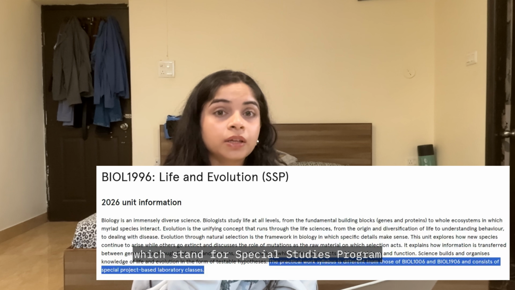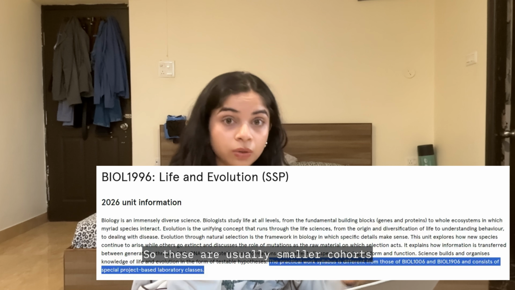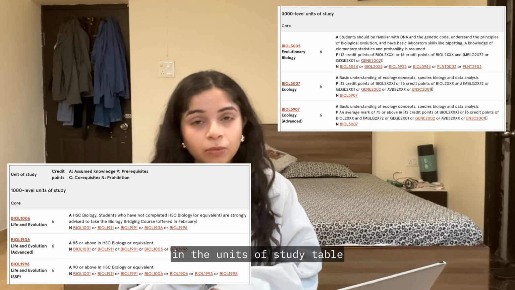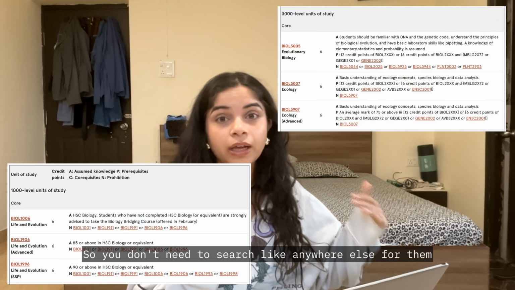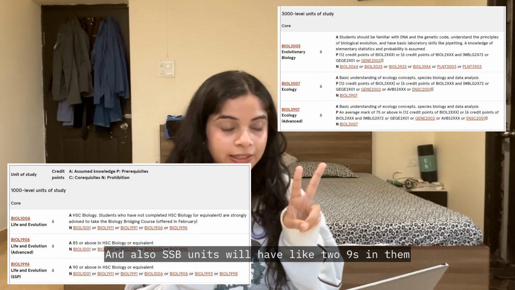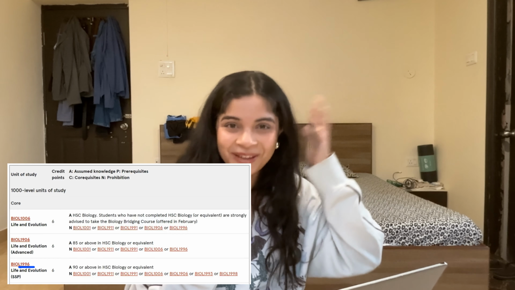And apart from the advanced units, some subjects also offer SSP units, which stand for Special Studies Program. So these are usually smaller cohorts which are much more research focused. Both advanced and SSP units are listed directly in the units of study table, so you don't need to search anywhere else for them. And also SSP units will have two 9s in them, so 2993, 3998, something like that.